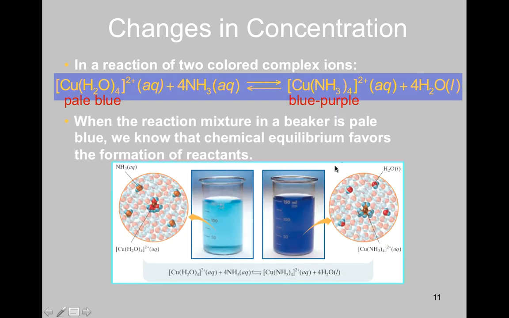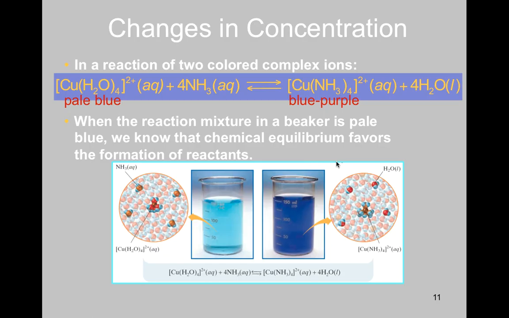Yep. So when the reaction is favoring this side, if we have shifted to the left, then the solution will be pale blue, like this. And if we shift the reaction to the right, it's going to be a blue purple. Okay, so that's in the products.